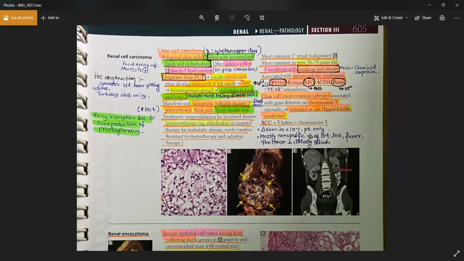Now, if the tumor cells metastasize to the inferior vena cava and obstruct it, the patient will have symmetric, or bilateral, lower limb pitting edema. Tortuous abdominal veins will also be seen. Varicocele, of course, you will now get bilaterally. So these things happen whenever you have an inferior vena cava obstruction. It is most commonly seen in males aged 50 to 70 years with a history of smoking, obesity, or some kind of chemical exposure, like working in a chemical factory. It will always be associated with paraneoplastic syndromes.